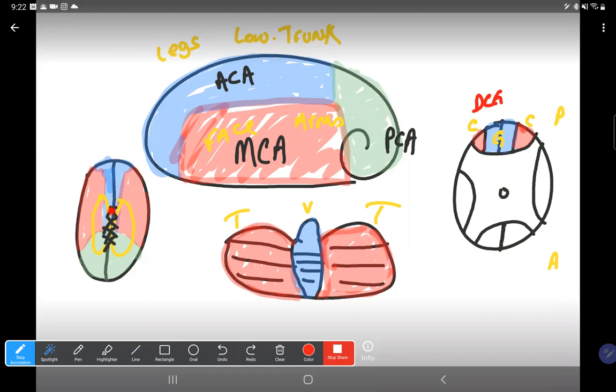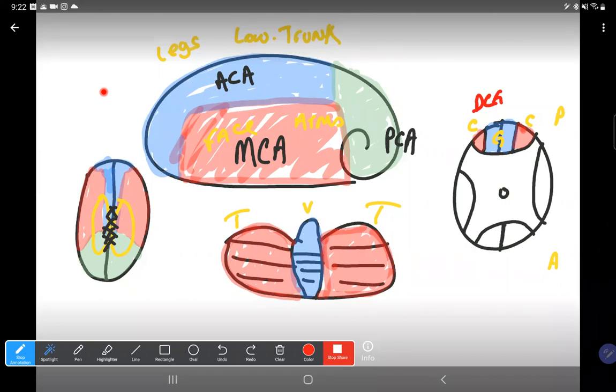Oh, okay, got it. The midline is going to go to the legs and to the trunk. Exactly. You see, I'm not asking hard questions. It's the same concept over and over again. So yes, legs and lower trunk, right?